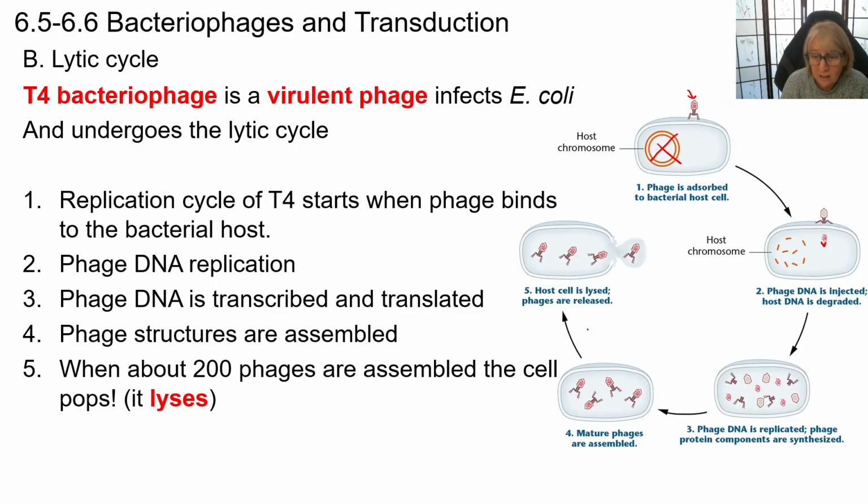When it's done, there's about 200 new phages packed inside of a completed cycle. The bacteria is so full that it actually pops. This is called lysing. Lyse equals pop. And all of the new T4 viruses pour out and are ready to infect the next cell. The lytic cycle starts with attachment and ends with lysing.